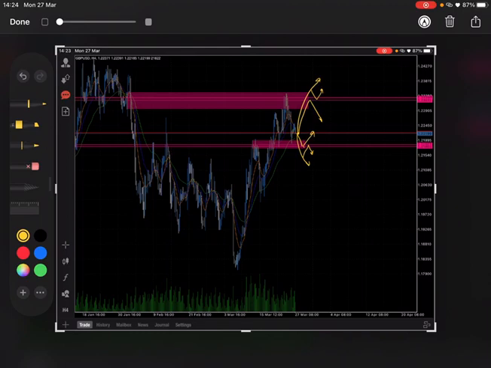Okay, that's it for the 3 pairs. Trade smart, trade wisely. It's a Monday. I'm not going to be trading. That's just part of my trading plan. So I'm going to get back to messaging and replying to your messages.